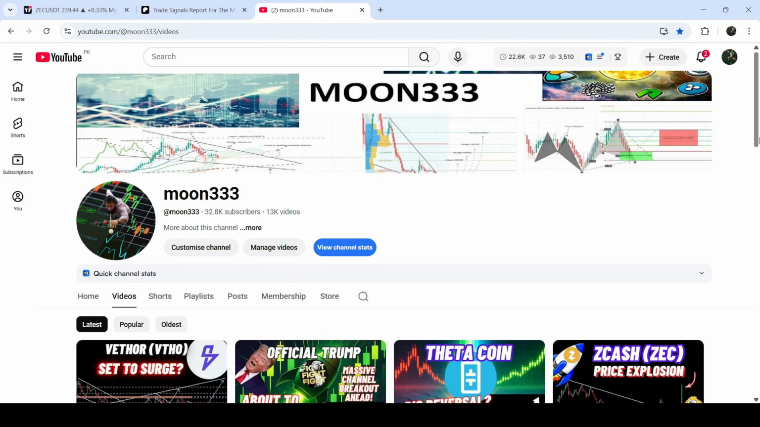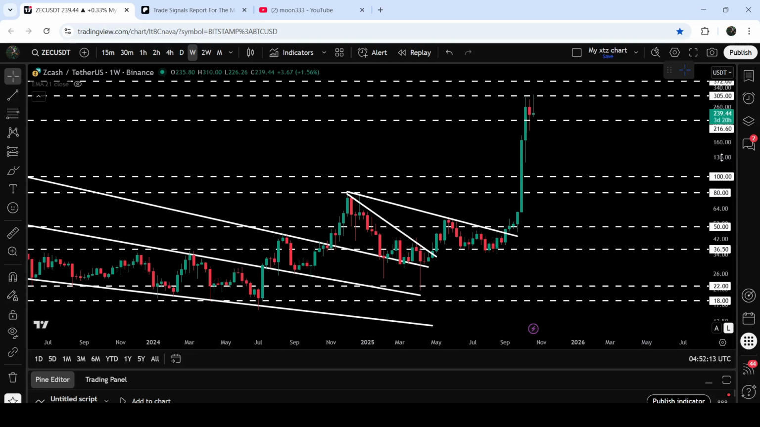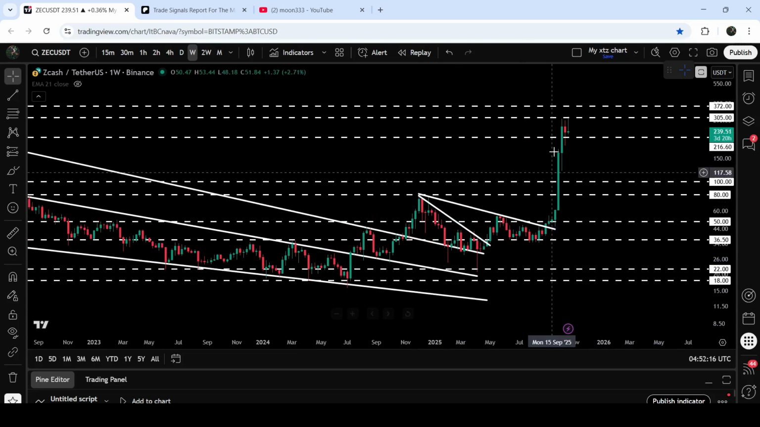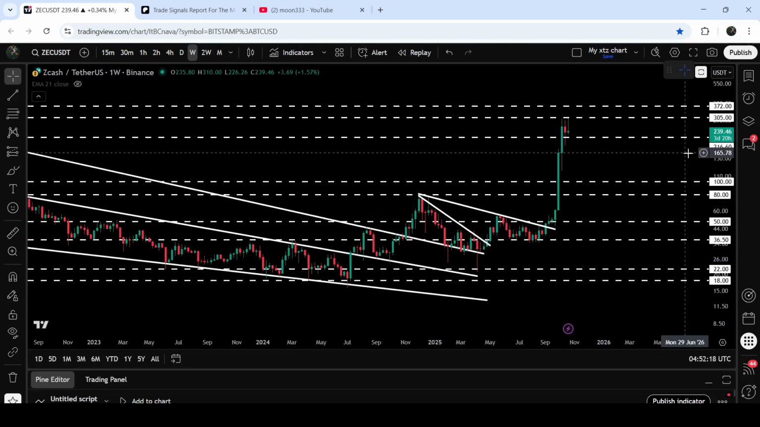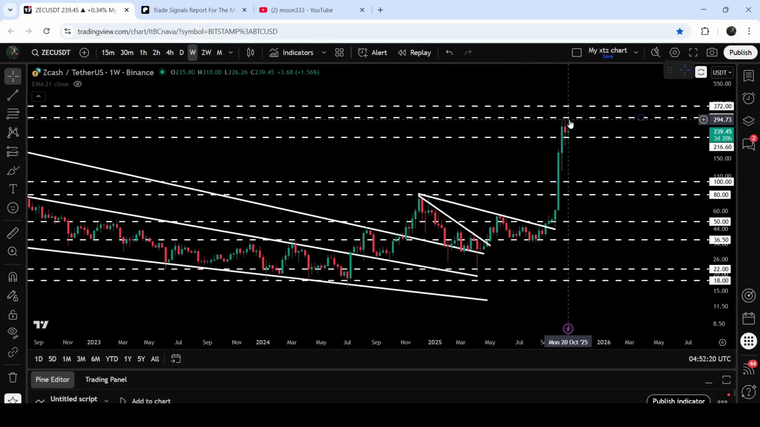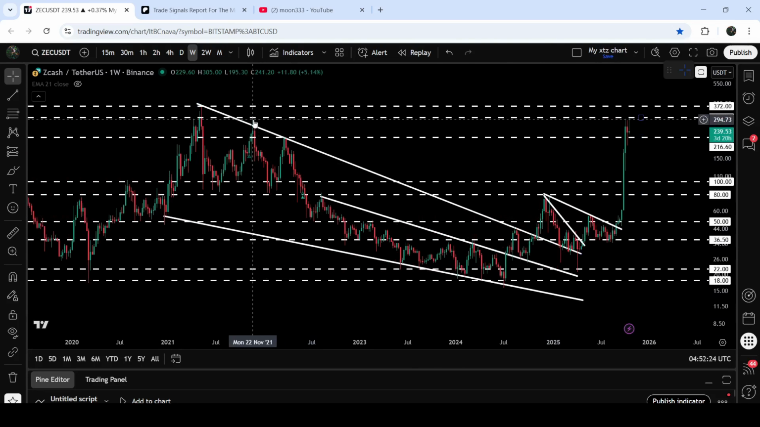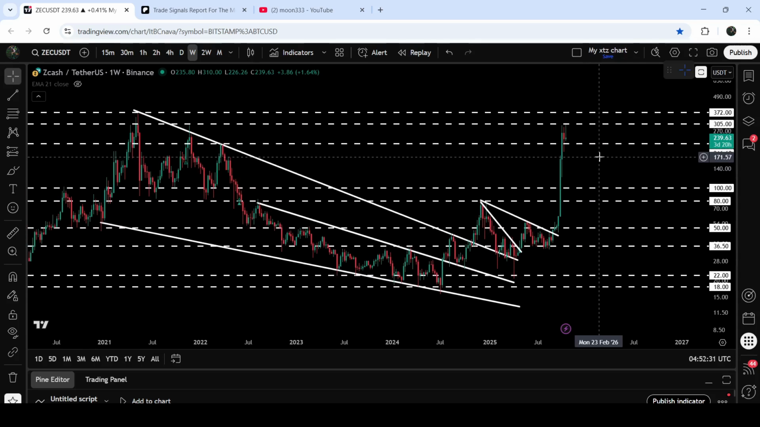Welcome to the update on Zcash. On the 7 day time frame chart, you can see that for the past 3 weeks, the price of Zcash is still struggling to break out of this long-term resistance of $305 that had previously worked as a point of rejection here, resistance here, and now again it is acting as a strong resistance for the price line of Zcash.